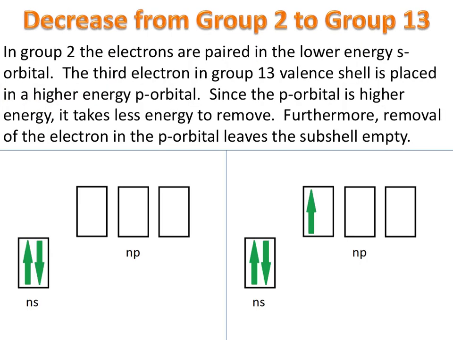Looking here at group 2, note that the S subshell is a filled, stable subshell. Removing an electron is a little bit more difficult. Here in group 13, this electron is at a higher energy level, and removing that electron causes the P subshell to be empty. What we find is that empty subshells, half-filled subshells, and completely filled subshells tend to be more stable.